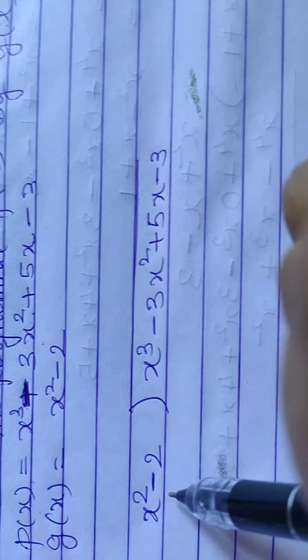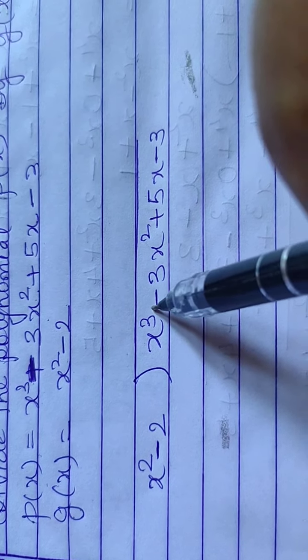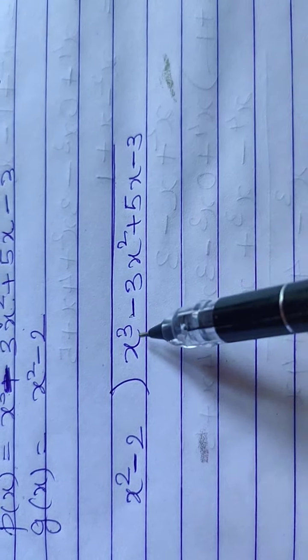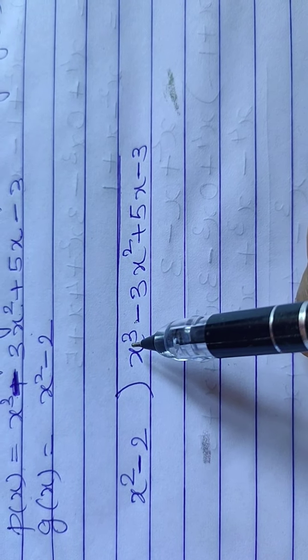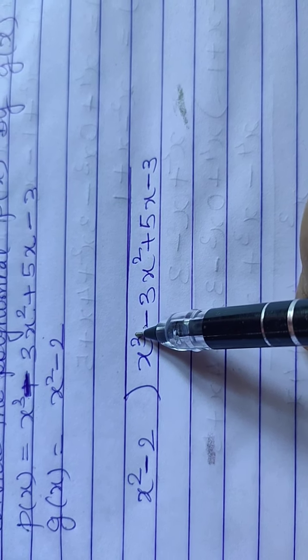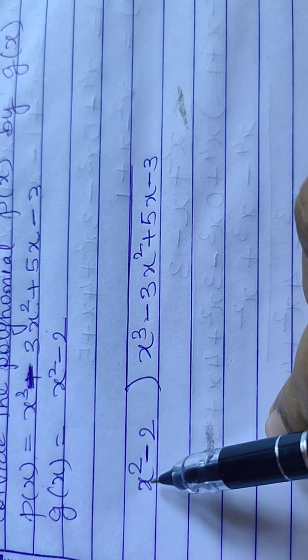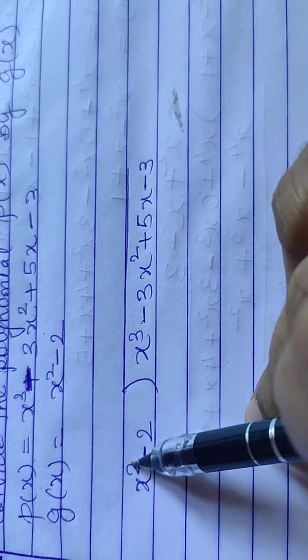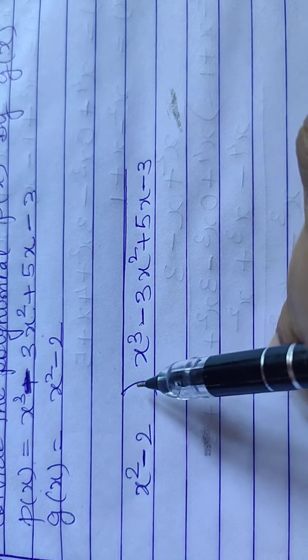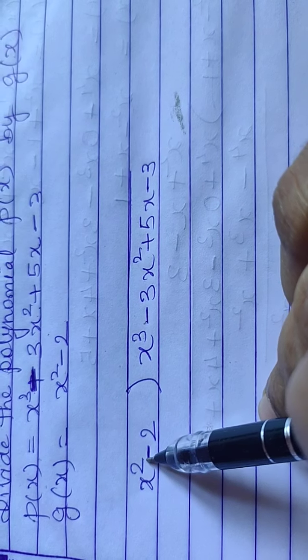We have to divide this polynomial p of x by g of x. See how to divide. I have written the divisor here, x squared minus 2. This is our dividend. Now check the degree of the first term. In this dividend, the degree of the first term is 3, and the power of the first term of this divisor is 2. The difference between the powers is 1.